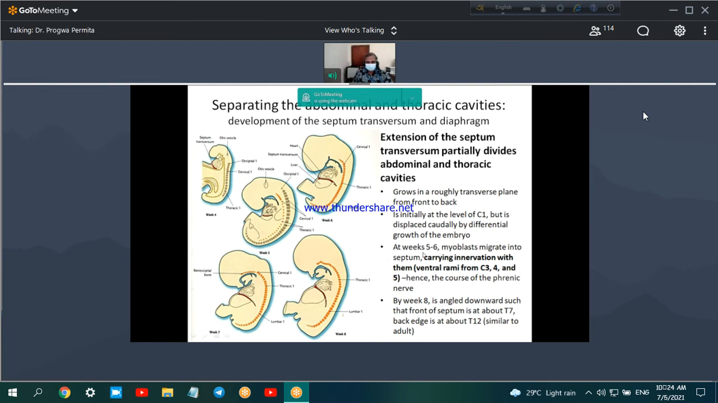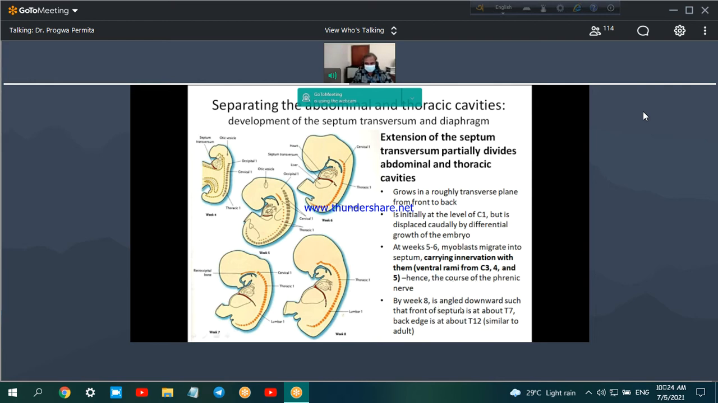At the 5th to 6th weeks, myoblasts migrate into the septum, carrying innervation with them from the ventral rami of cervical 3, 4, and 5. Hence, the phrenic nerve. The phrenic nerve supplies the diaphragm.